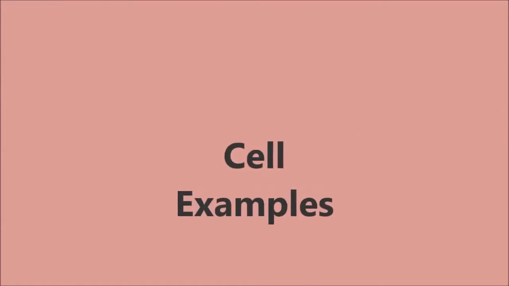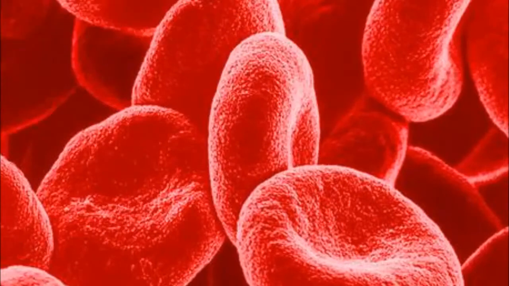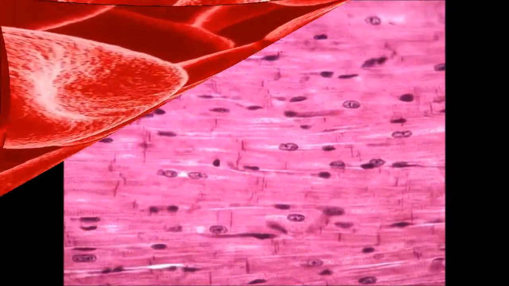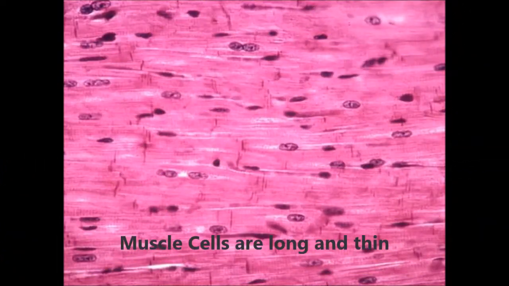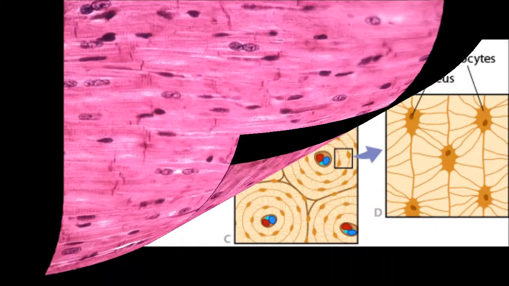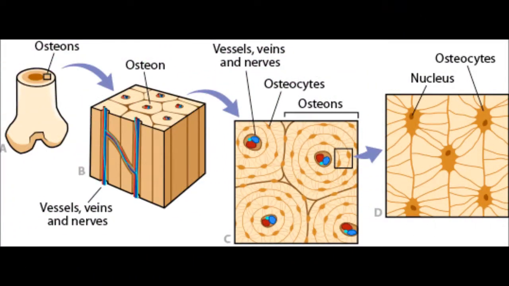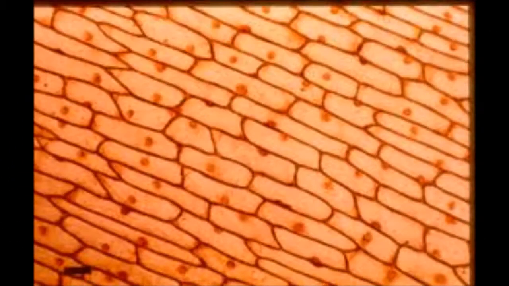So for the next few slides, we're going to be seeing examples of cells. Red blood cells are round, and there are multiple cells in our bloodstream. Muscle cells are long and thin. There is cardiac muscle as well, but this is an example of the long, stringy muscle. And then our bone cells, they're round, but they're kind of squished together to look flat. And then our skin cells, they look like bricks, like you build a house with.